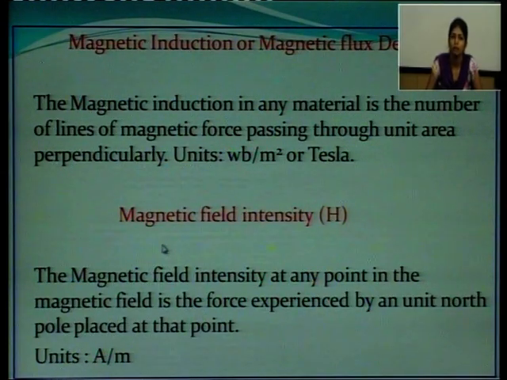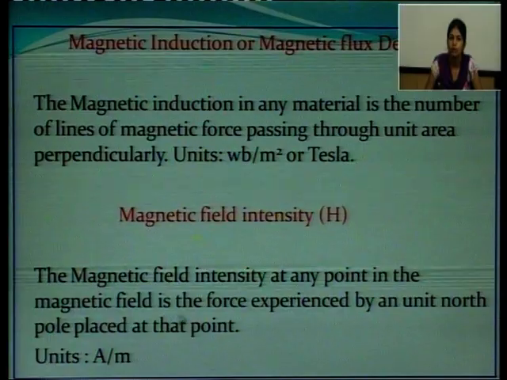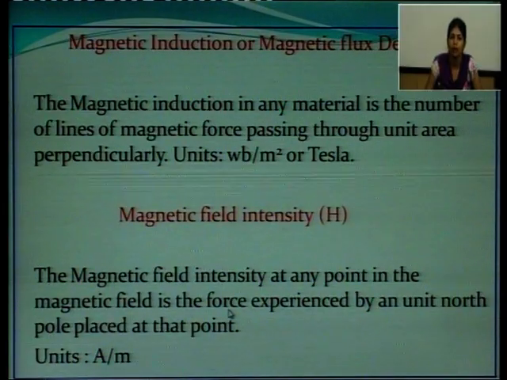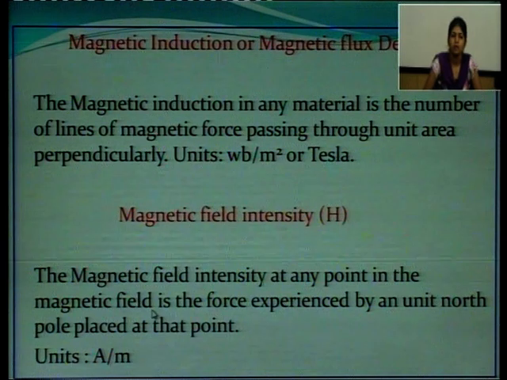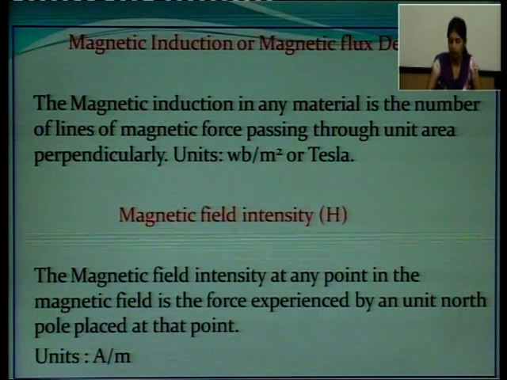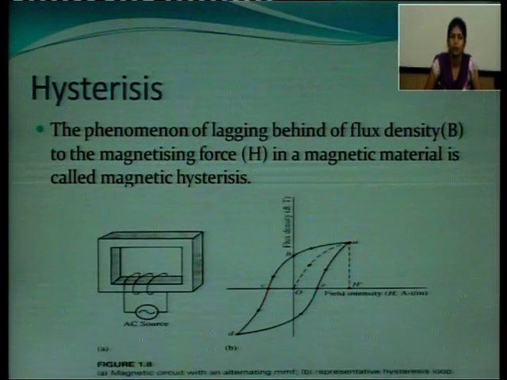And what is the magnetic field intensity? It is defined, at any point in the magnetic field, as the force experienced by a unit north pole placed at that point. It is known as field intensity. So, its unit is ampere per meter, ampere turns per meter.